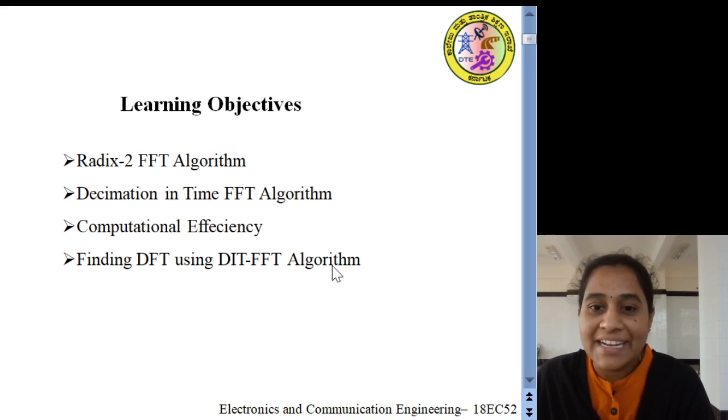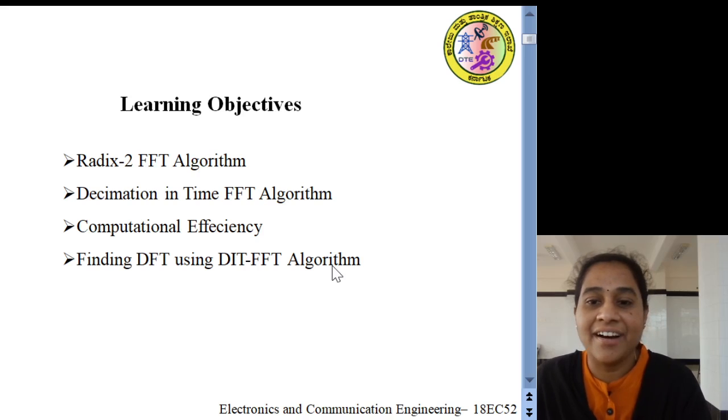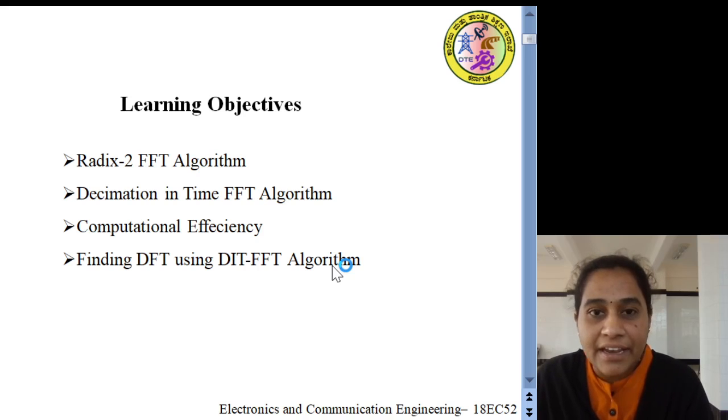Here, we will be considering the radix 2 FFT algorithm. Then, we will be mainly concentrating on the decimation in time FFT algorithm. We are going to learn this DIT FFT algorithm in depth. Then we will be considering the computational complexity involved in our DIT FFT algorithm. Then we will be considering some illustrative examples for finding DFT using the DIT FFT algorithm.